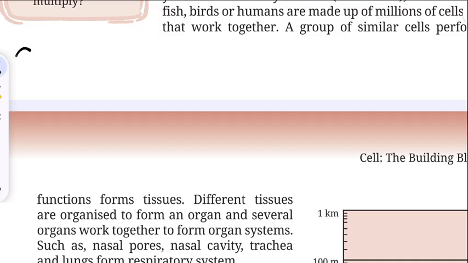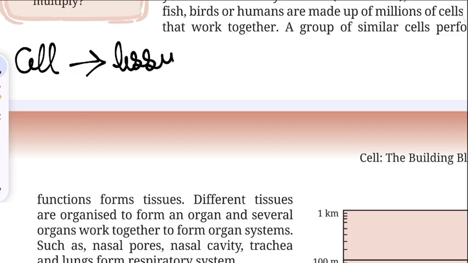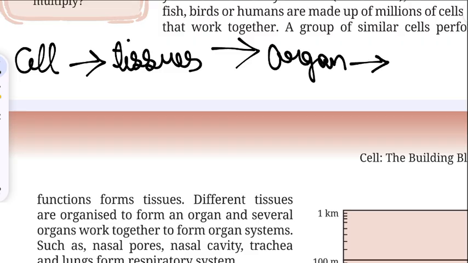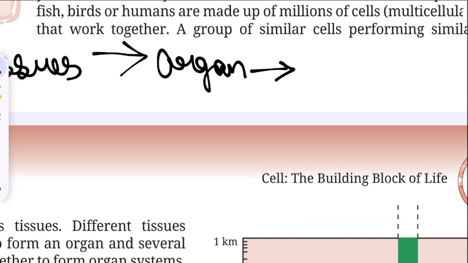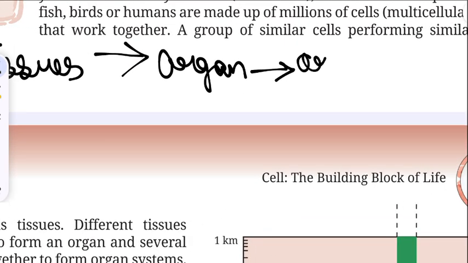What is it? Cell. When cells group, they form tissues. If you know about tissues, very good. If you don't know, whenever it comes in your syllabus, I'll teach you. Cell, tissues, then tissues group to form organ, and organs group to form the whole organ system or human body. Fine.